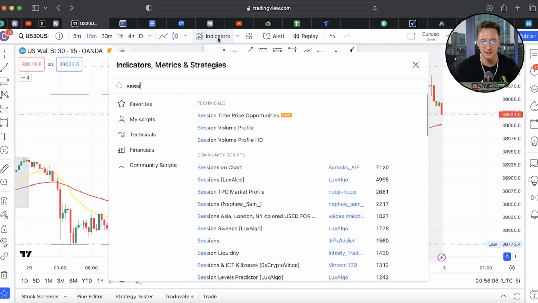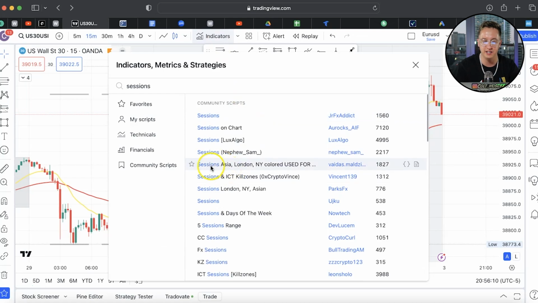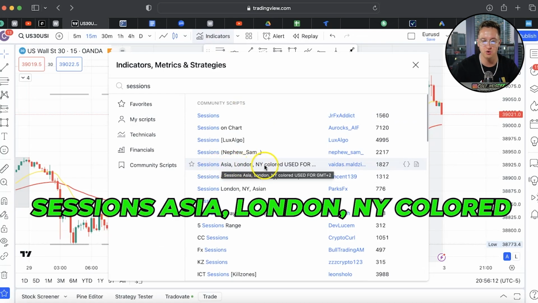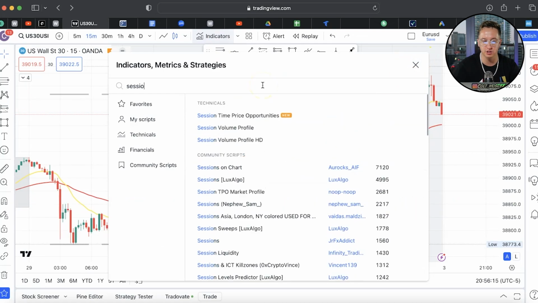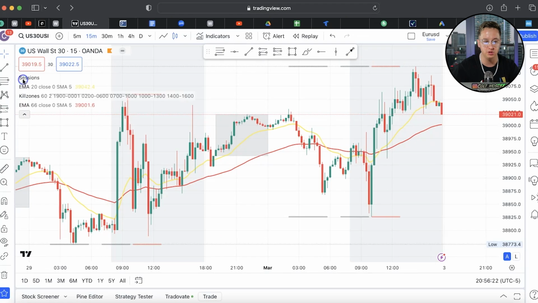The first one is the sessions indicator. So type in sessions and add this one right here, sessions Asia, London, New York color. The next one that you're going to add is just the Asia ranging kill zones right here. Once you add those two indicators, they will appear right here and here.